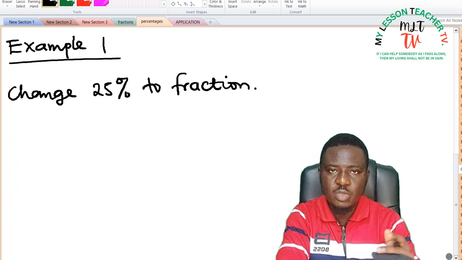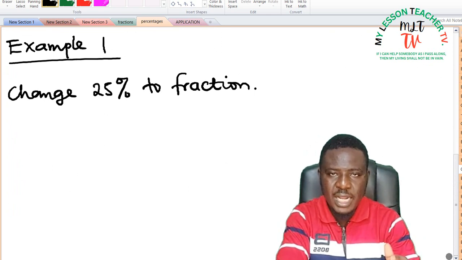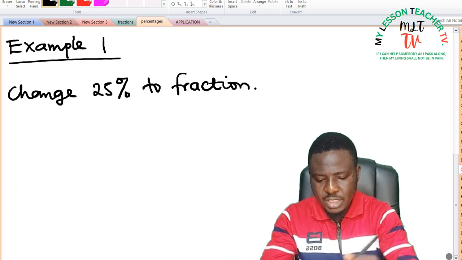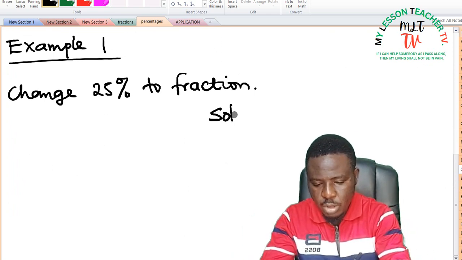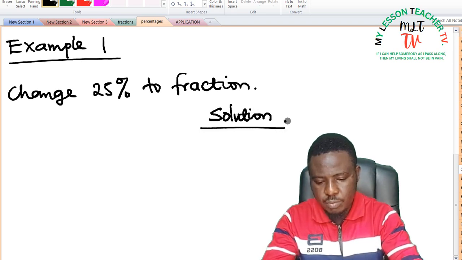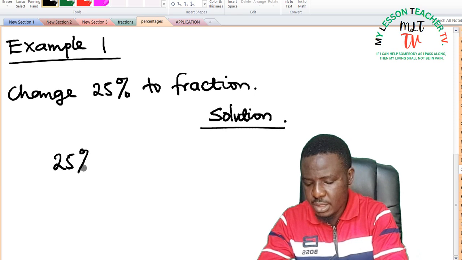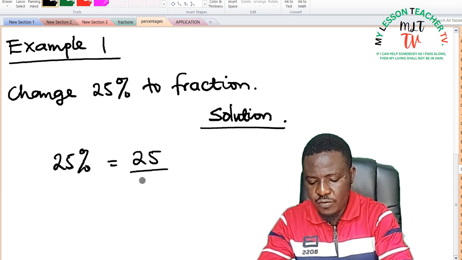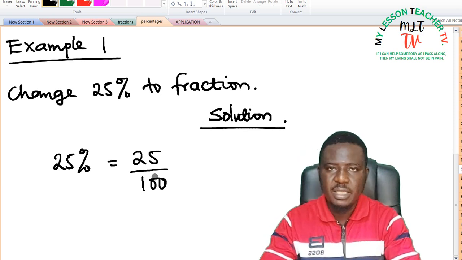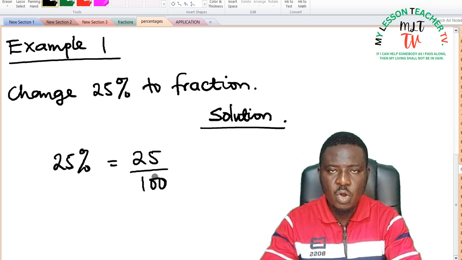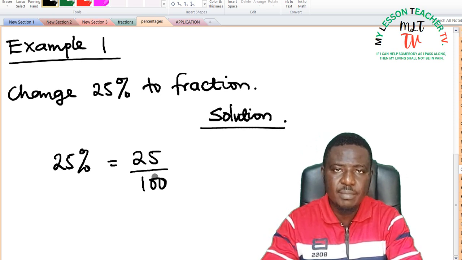So in order for you to change this to a fraction, all you need to do is to divide 25 by 100 and then reduce it to its lowest term. So this is said to be solution. 25% is equal to 25 divided by 100. These have been expressed as a fraction. All you need to do now is to reduce this fraction to its lowest term.